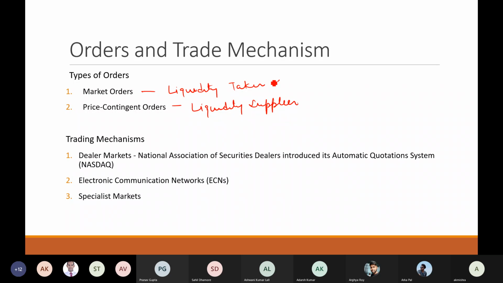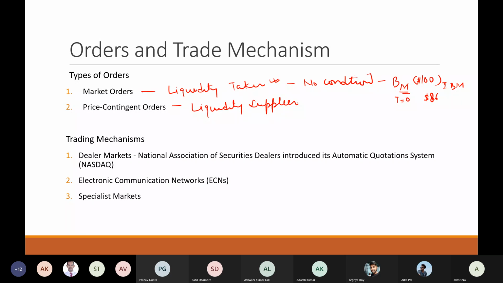So why do we call it a liquidity taker? Because in a market order, there is no condition. So what does it mean? Let's say you are submitting a buy market order, and you want to buy 100 shares of a particular stock, let's say IBM. Let's assume when you submit it at t equal to 0, the price of IBM was $86.